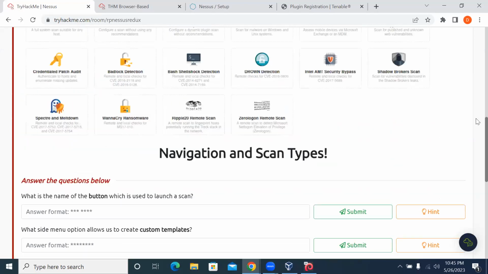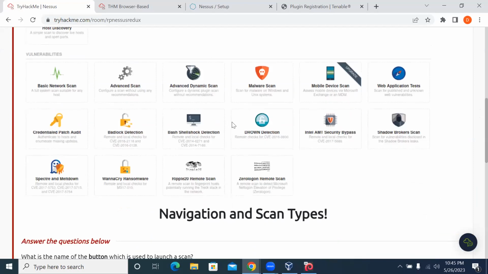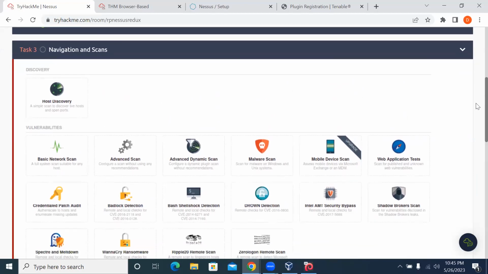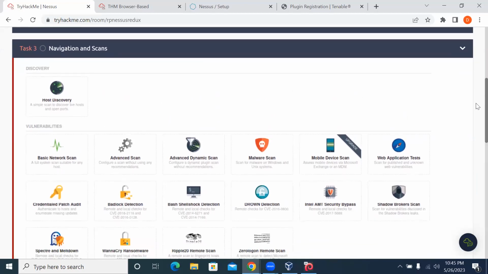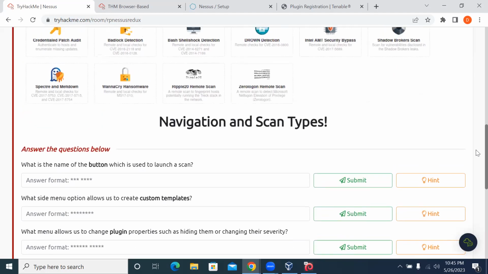So when you pass that task and you get to this point, this is how the Nessus interface looks like, right? This is how it looks for host discovery. You want to discover the hosts that are connected to that network. You want to do a basic network scan, an advanced scan, a malware scan. So a lot of things, almost all the things you want to do you can do here. You want to do DROWN detection, bash shellshock detection, and so many other things. So they are all here for you to do, right?